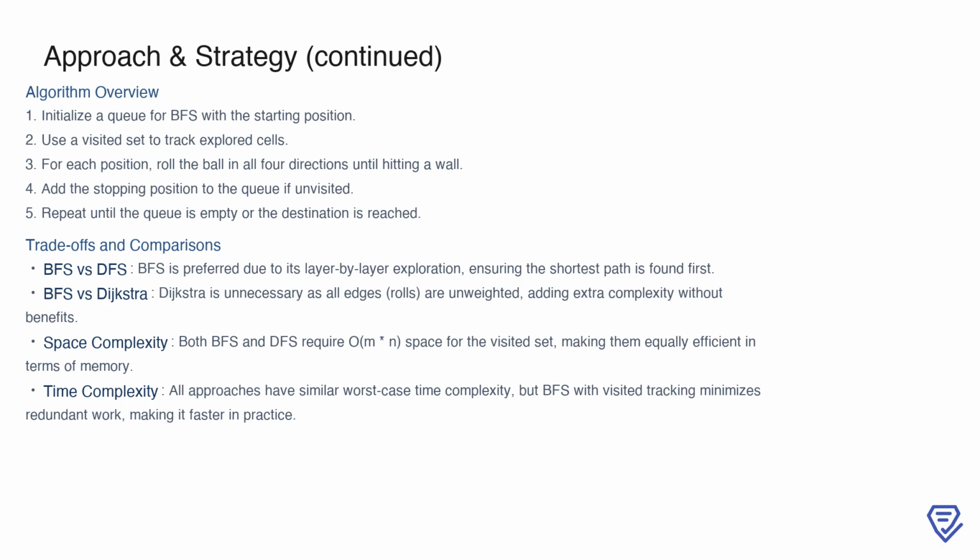Comparing BFS to DFS, BFS is preferred here because it explores layer by layer, guaranteeing that the shortest path is found first. While Dijkstra's algorithm also ensures shortest paths, it introduces extra complexity by handling weighted edges, which isn't necessary in this problem. Regarding space complexity, both BFS and DFS require O(m*n) to store the visited set, making them equally memory efficient. In terms of time complexity, all approaches have similar worst-case scenarios, but BFS with visited tracking minimizes redundant work, making it faster in practical applications. This combination of efficiency and simplicity is why BFS is the ideal choice for solving the maze problem.